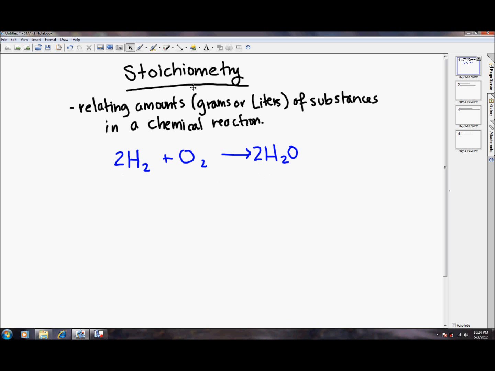So, when we do stoichiometry, we need a balanced chemical equation because we need the mole ratio, but we're going to start and end with some amount of grams or liters. We're going to want to know some information about grams or liters. So we're going to need to do mole conversions, and we're also going to need to use the mole ratios we find in our balanced chemical equation.